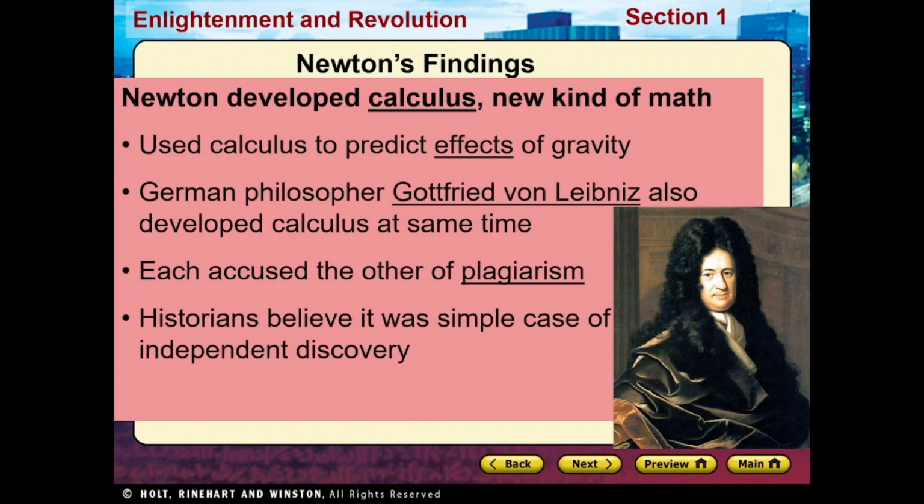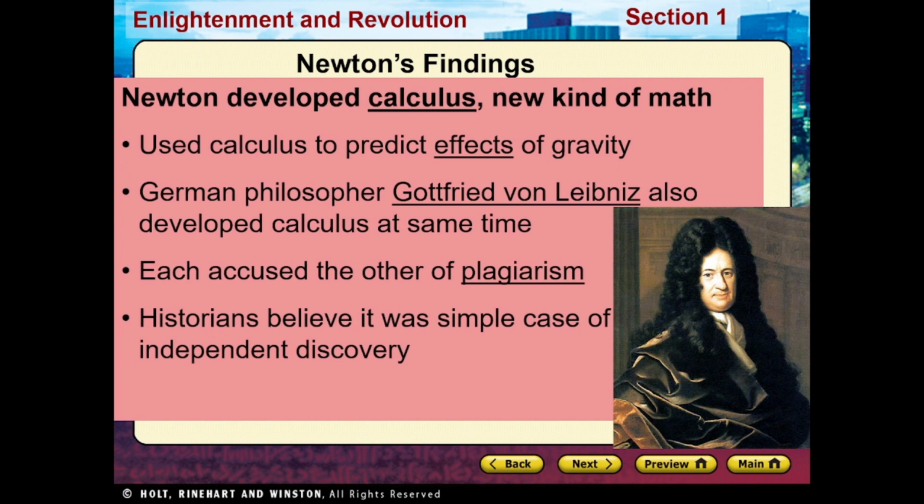Okay. So Newton. Newton's finding. Newton developed calculus, a new kind of math, and used calculus to predict the effects of gravity. German philosopher Gottfried von Leibniz also developed calculus at the same time. Each accused the other of plagiarism. Historians believe it was a simple case of independent discovery. So there are two people who invented calculus and accused each other of plagiarism.